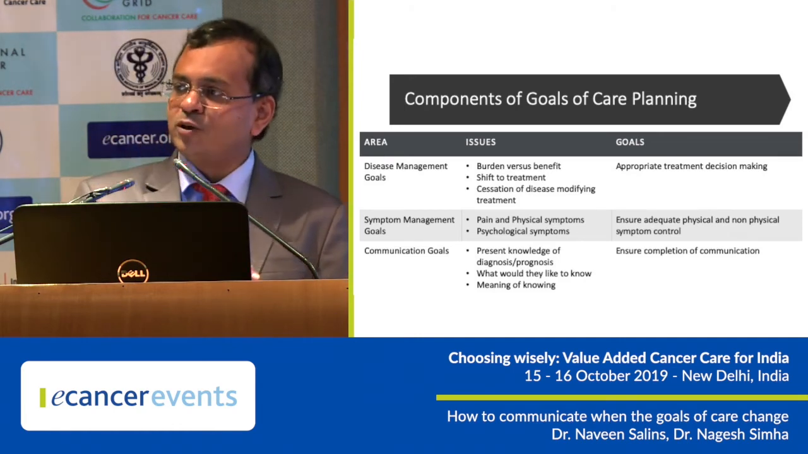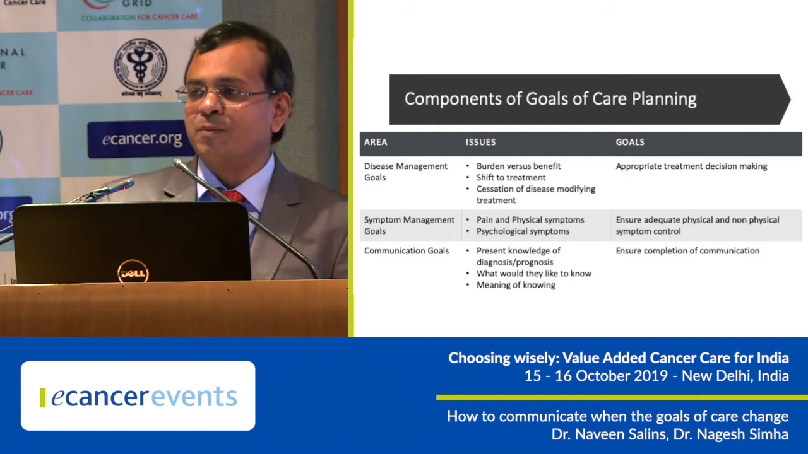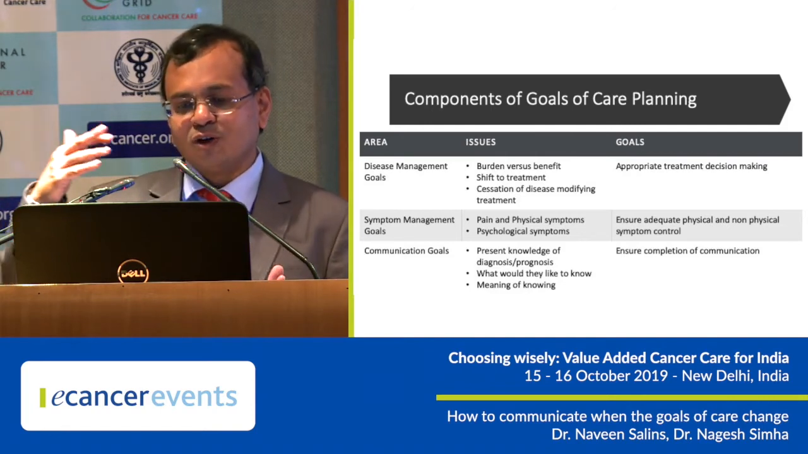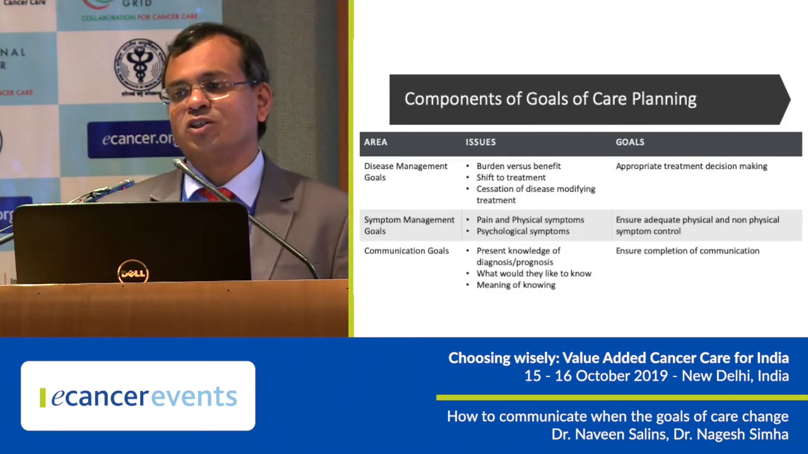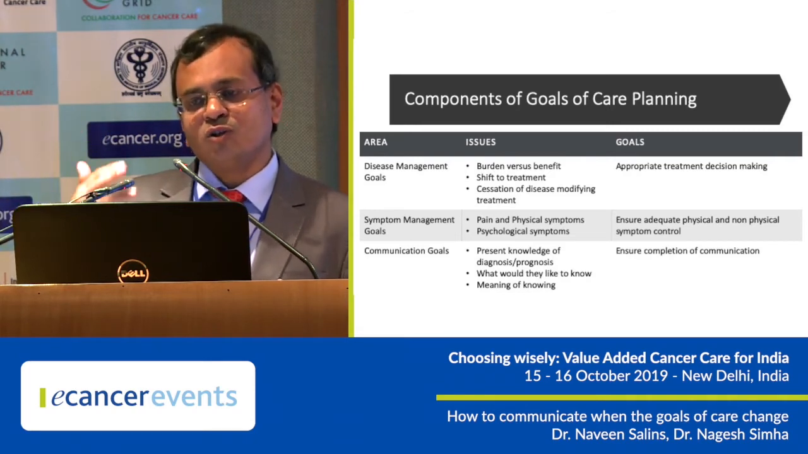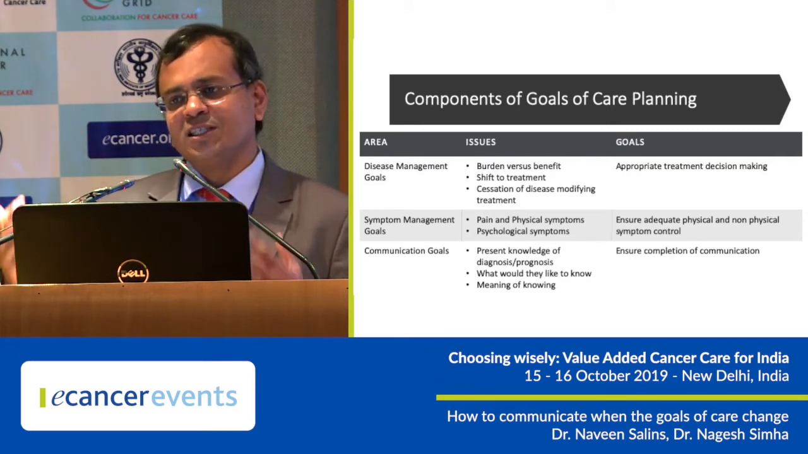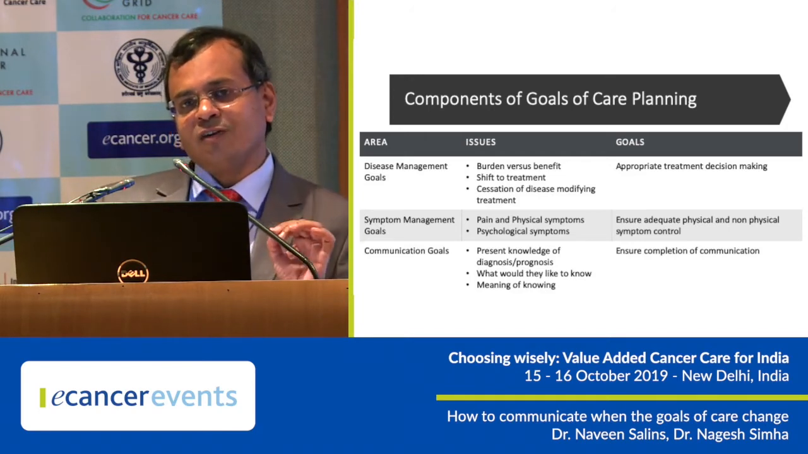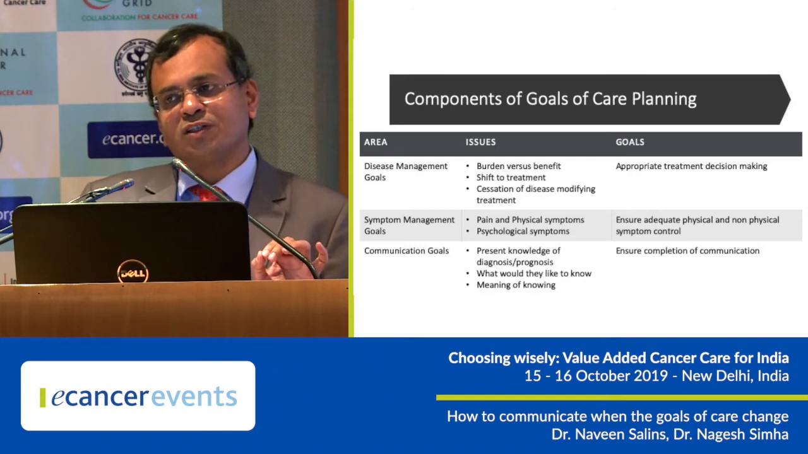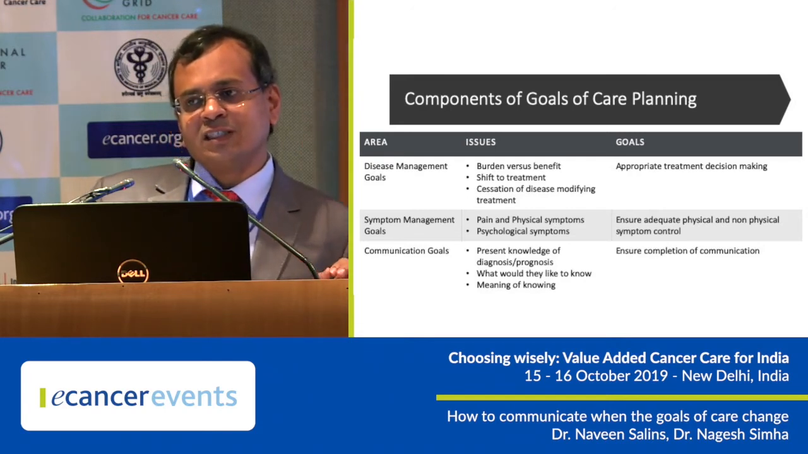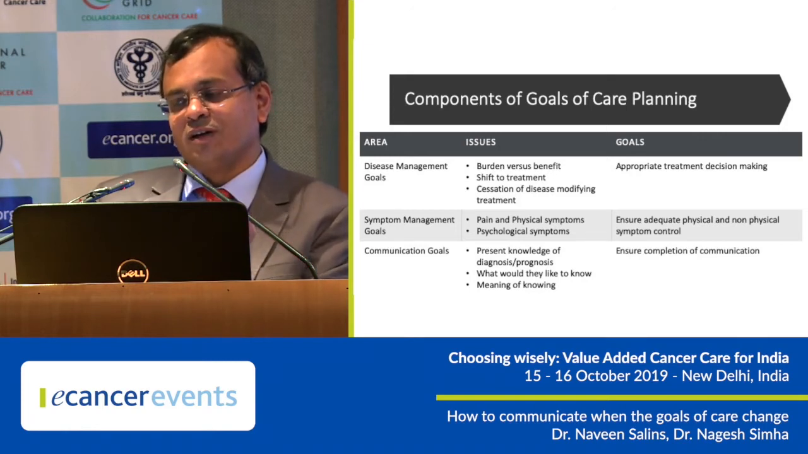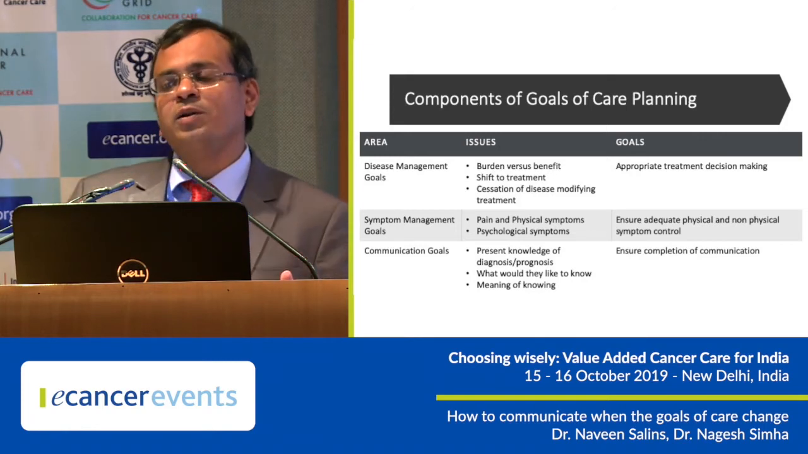The other important goal is the symptom management goal. What are the symptoms patients are experiencing? And symptoms need not always be physical symptoms. It could also be emotional issues. It could also be anxiety, depression, distress. So what are those symptom management goals? And how can we ensure adequate management of symptoms even when the patient is receiving treatment intended towards cure or for control?